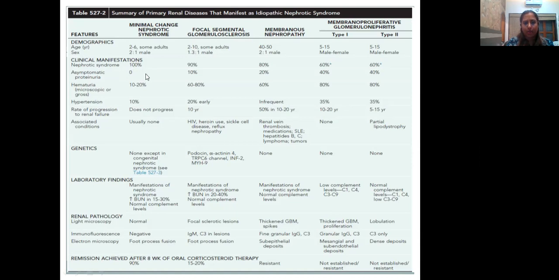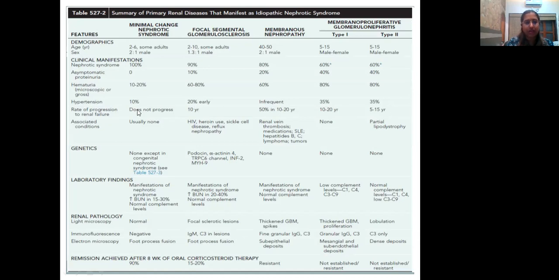Asymptomatic proteinuria, 0. Now, hematuria may or may not be present in case of minimal change. It's less common in minimal change, whereas hematuria, microscopic or gross, is much more common, around 60 to 80% in non-MCN cases. It's almost around 80% in membranoproliferative glomerulonephritis, MPGN. Then coming to hypertension, the incidence is also lesser in MCNS as compared to the others.